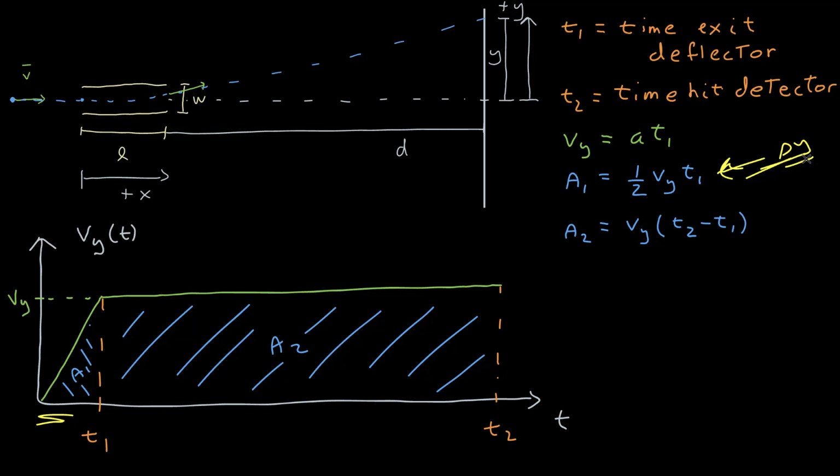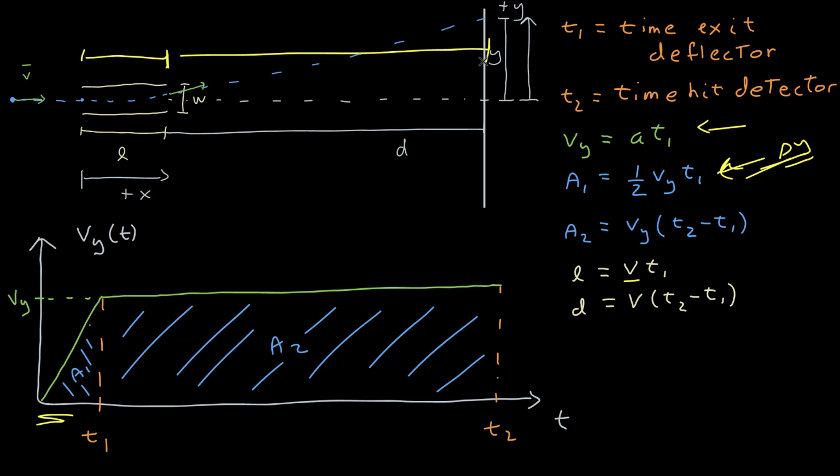The key is we need to find the times. Well, we can solve those in terms of the things we know because we know the x component of the velocity from the beginning and all of the distances. In fact, if we just look at the figure, the equations are trivial. That first length of the deflector, that distance L, is just the velocity in the x direction times t1, the time inside the deflector. And then this second distance, d, is just the x component of the velocity, which is v, times t2 minus t1. So now I can use these to solve for the time, to substitute into there, and we'll solve for everything immediately.